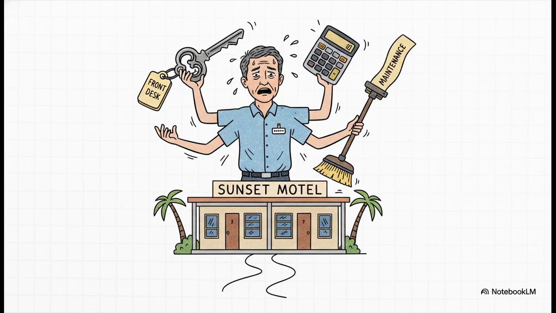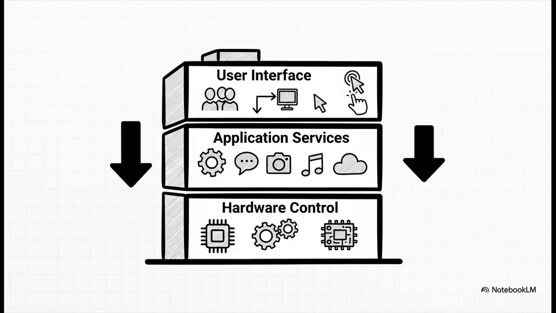Early systems like MS-DOS had a very simple structure. Think of a small motel where the owner is also running the front desk, cleaning the rooms, and doing the accounting. Everything was just bundled together. It was pretty efficient for its size, but not very secure or easy to manage as things started to get more complex. So then we got a more sophisticated design, the layered approach.